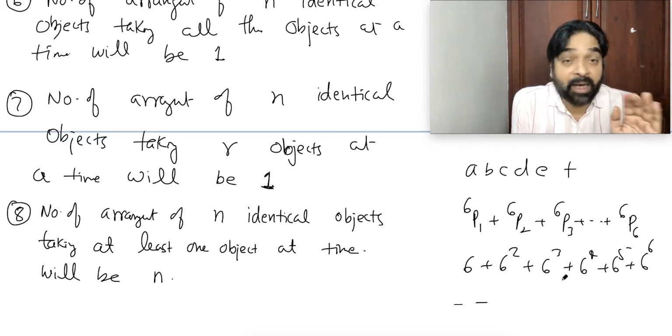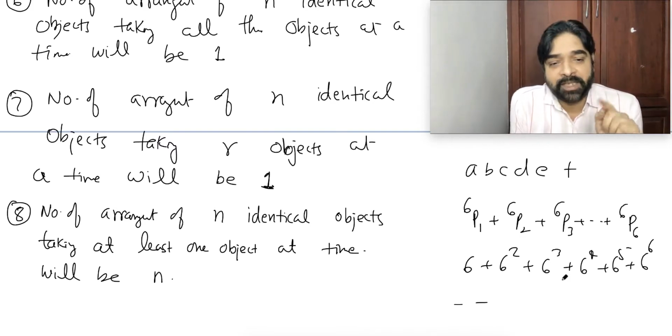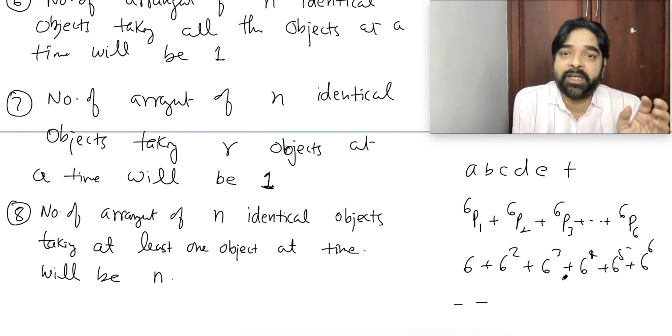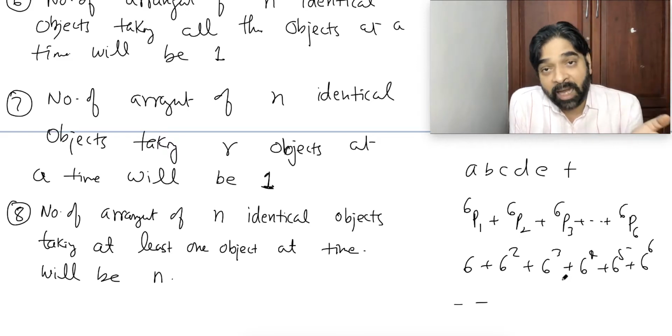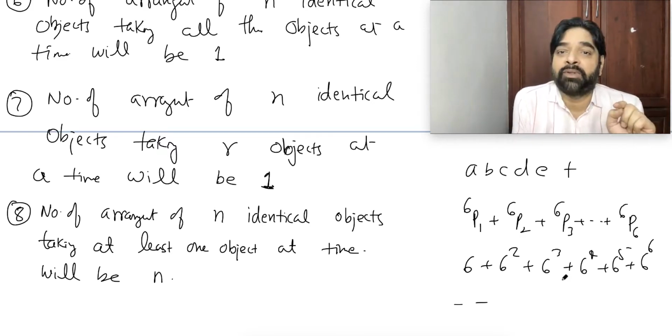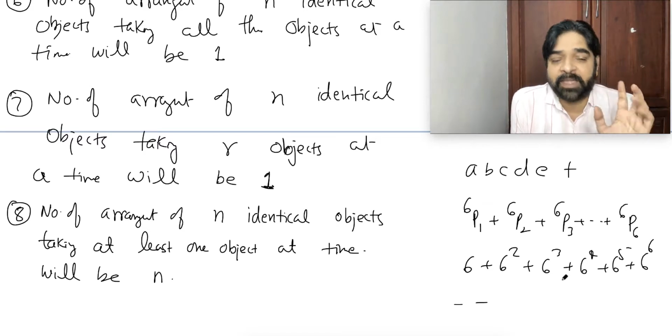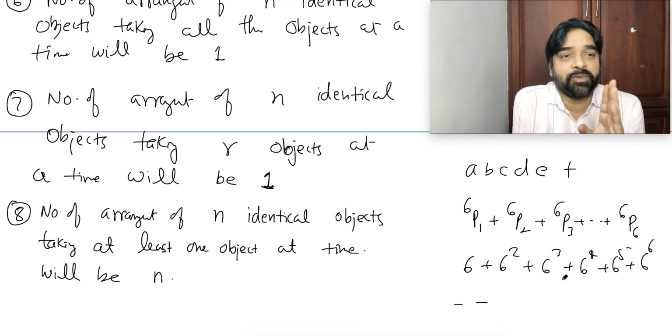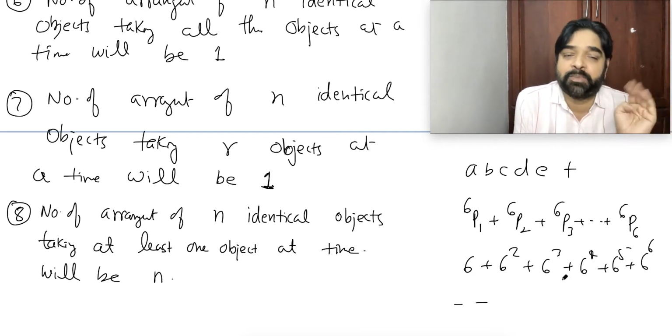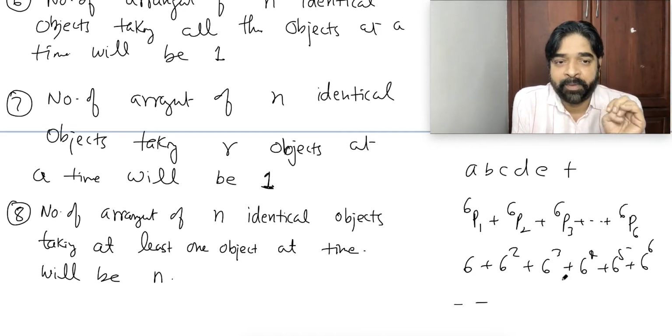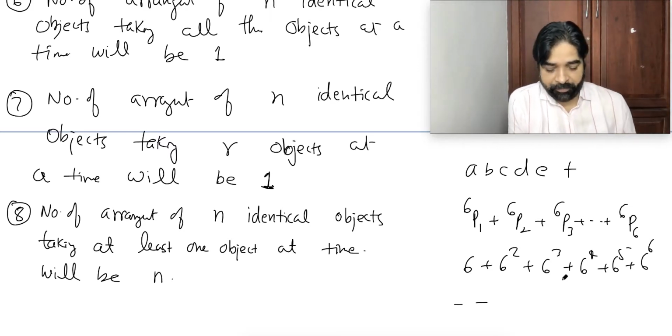If all are identical, 1 plus 1 plus 1, 6 times. If all are different, I will say 6P1 plus 6P2, 6P3, and so on, 6P6. If all are different but repetition is allowed, one object we can arrange by 6 ways, two objects 6 into 6, 6 squared, three objects 6 into 6 into 6, 6 cubed, and so on, 6 power 6. I'm sure it's clear to all of you. Okay, let's move further.